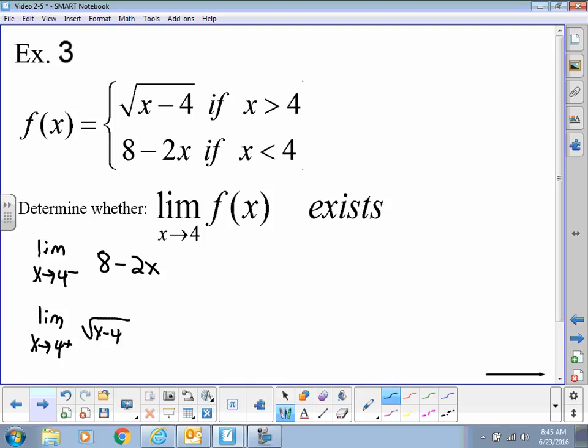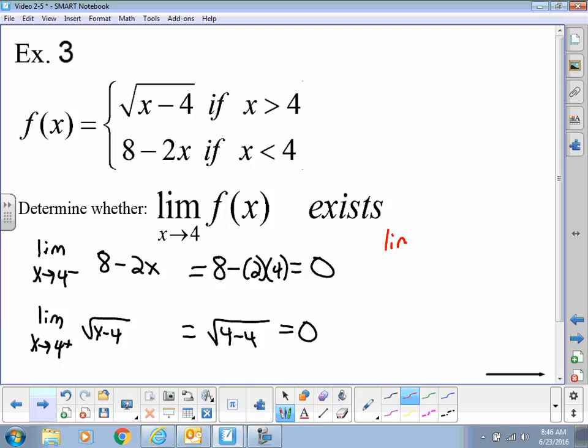Well, we'll always try with direct substitution first. In that top one there, when we're approaching from the left, this will just become 8 minus 2 times 4, which will just give us 0. This will become square root of 4 minus 4, which will also give us 0. So therefore, because they are the same thing, the limit is going to exist. And our limit as x approaches 4 of f of x will in fact just be 0, because the left-hand limit and the right-hand limit were equal to that.